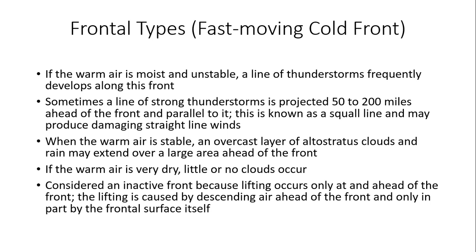Now, when the warm air mass ahead of a fast-moving cold front is stable, on the other hand, you'll get more of an overcast layer of these mid-level altostratus layer-like clouds, and you may get rain that extends over a larger area ahead of the front. And then lastly, if the warm air is very dry, the atmosphere is dry, you'll have little or no clouds occur. This can happen where you get cold fronts that move through and there's really no type of weather associated with it. You might just get a wind shift, for example, if the air is dry.